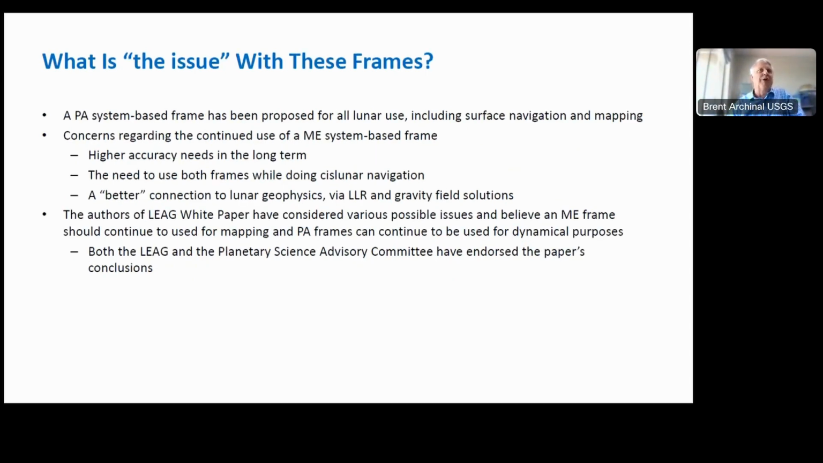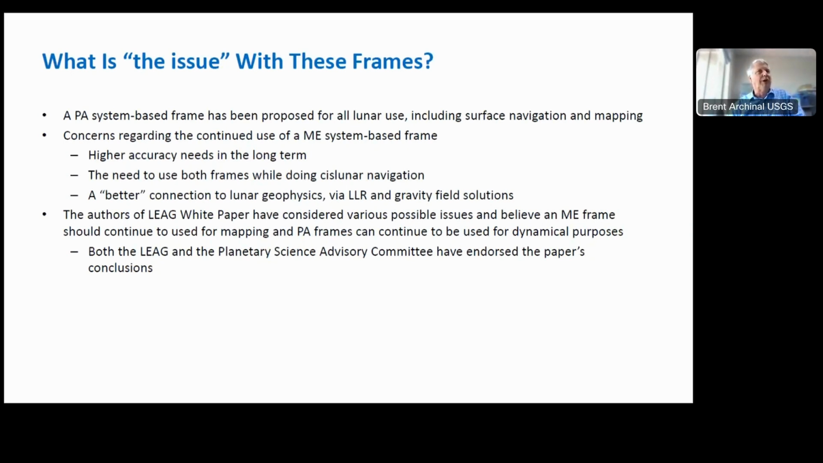It's been proposed that a principal axis system-based frame be used for all use, including surface mapping and navigation. Concerns have been expressed that higher accuracy is needed in the long term, that the current use of both frames may be confusing, and also that there may be a better connection via the principal axis frame to the lunar structure, geophysics, via the lunar laser ranging and gravity field solutions.